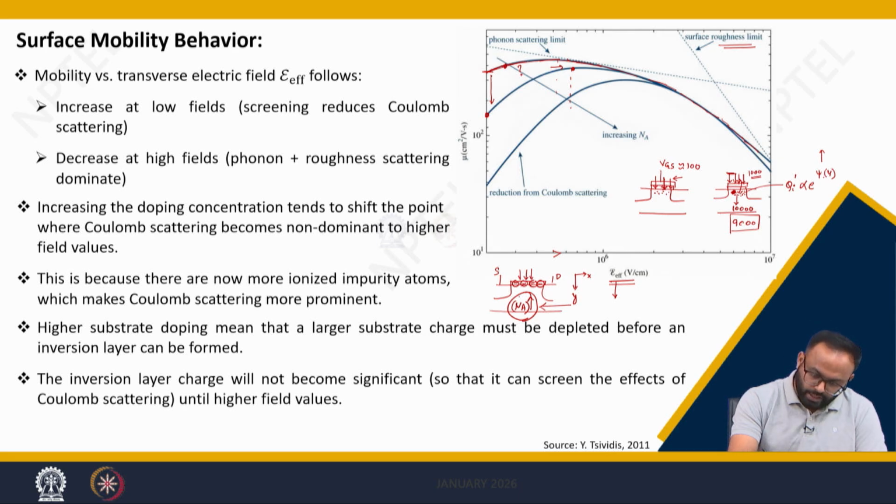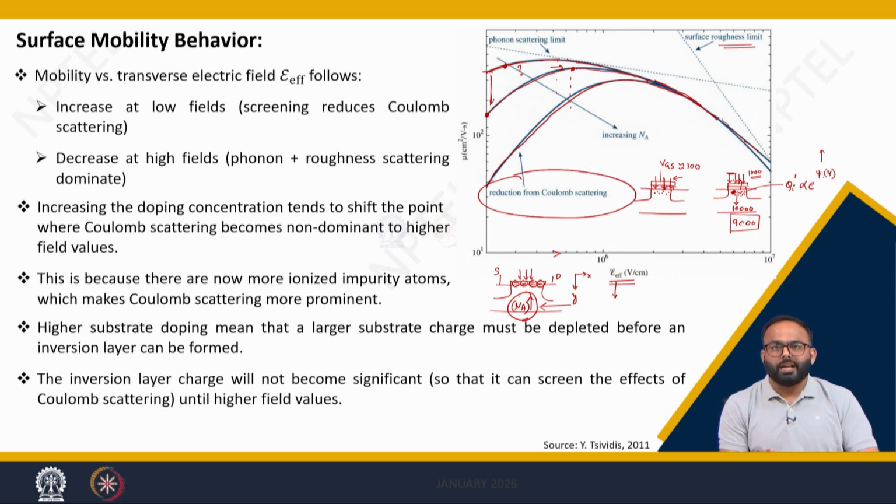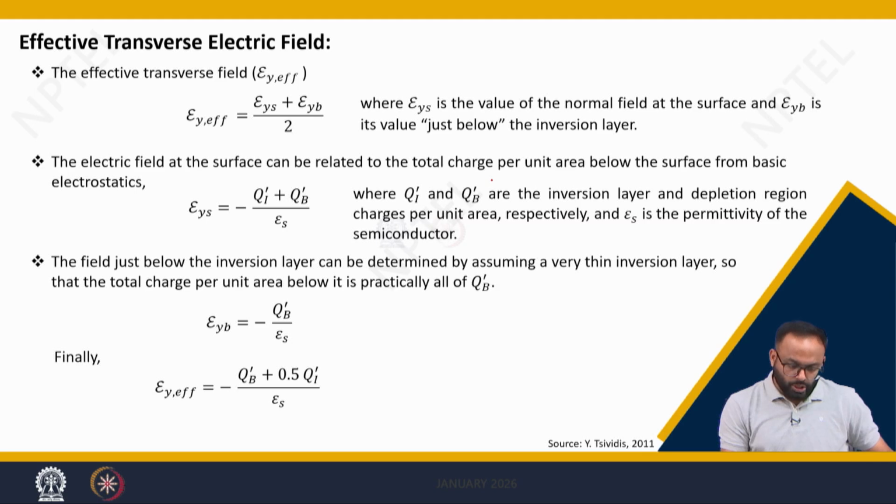That is what this point will shift downward, the mobility will increase like this, and ultimately the phonon scattering and then the surface roughness scattering dominate. Similarly, this can be plotted, which is dominated by Coulomb scattering at low fields, correct? Now, can we make some formulation to introduce this effective mobility in our model?